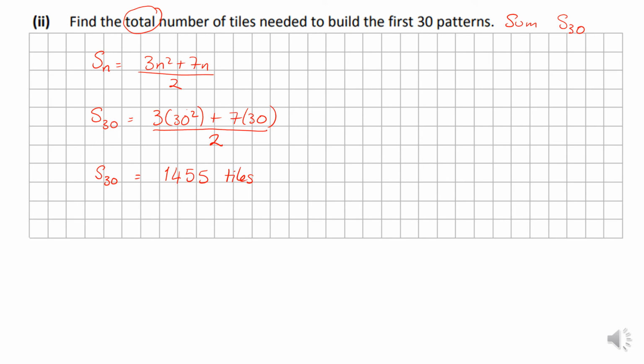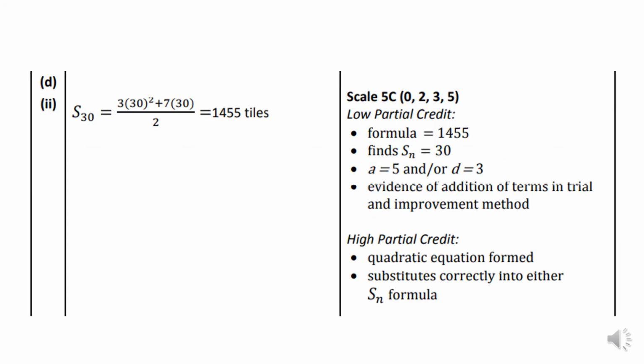So let's check our answer. Did we get it correct? Yes, we did. There were 5 marks going for that, and again, as always, opportunities to get some partial credits. For example, if you write down your values of a and d, you're going to get 2 out of 5. High partial credit, 3 out of 5, if you substitute correctly into the Sn formula. So always give it a go, write down a formula, put the correct numbers in the correct places, and hopefully you'll get most marks. So that was that question.